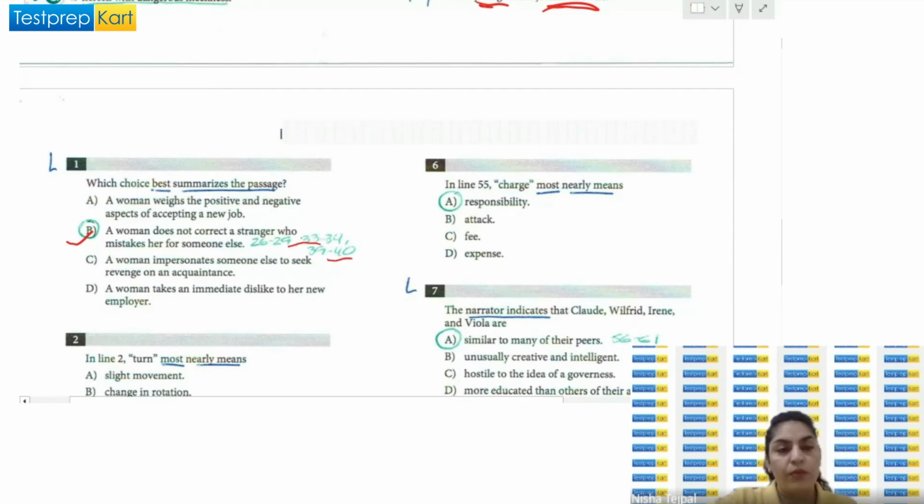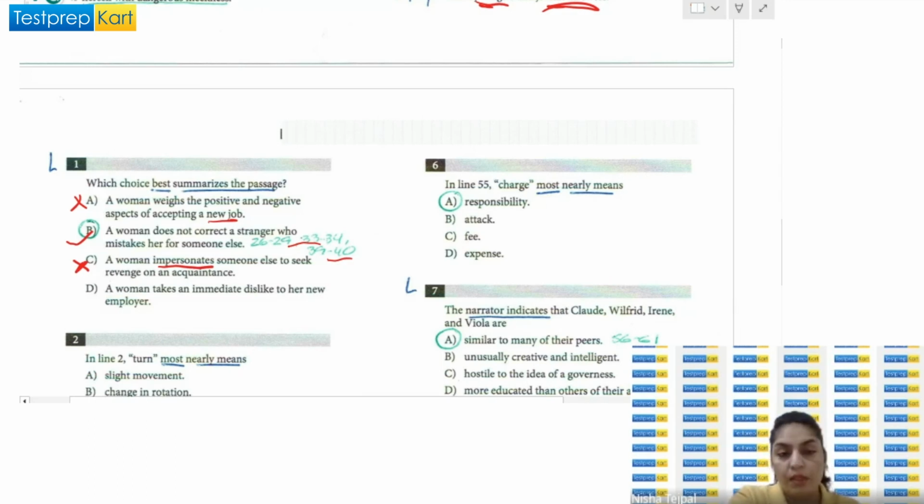Now look at the other options, if they hold any value or if they also look right. A woman weighs the positive and negative aspects of accepting a new job. No, the author is not talking about the acceptance or rejection of the new job. New job means role of the governess. A woman impersonates someone else to seek revenge on an acquaintance. No, she is not knowingly trying to be Miss Hope. Lady Carlotta is not doing anything knowingly. Impersonating means to be like somebody.